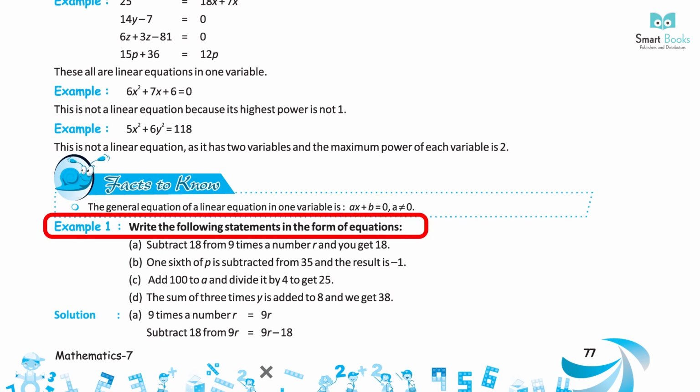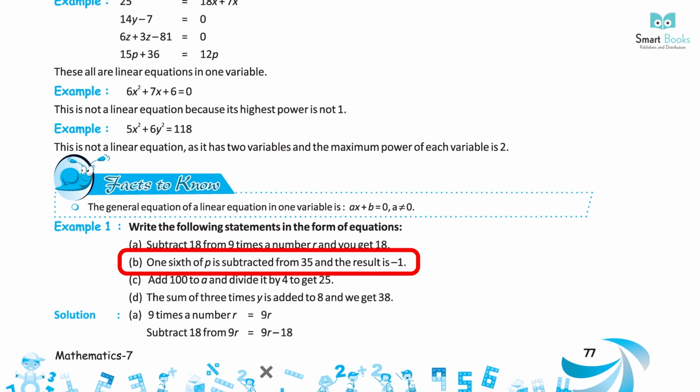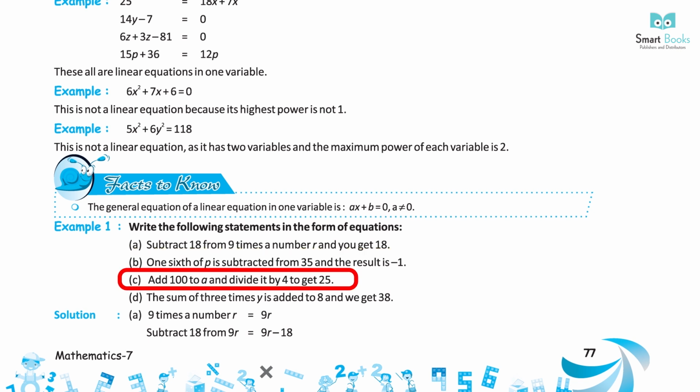Example 1. Write the following statements in the form of equations. A. Subtract 18 from 9 times a number r and you get 18. B. 1/6 of p subtracted from 35 and the result is -1. C. Add 100 to a and divide it by 4 to get 25. D. The sum of 3 times y is added to 8 and we get 38.